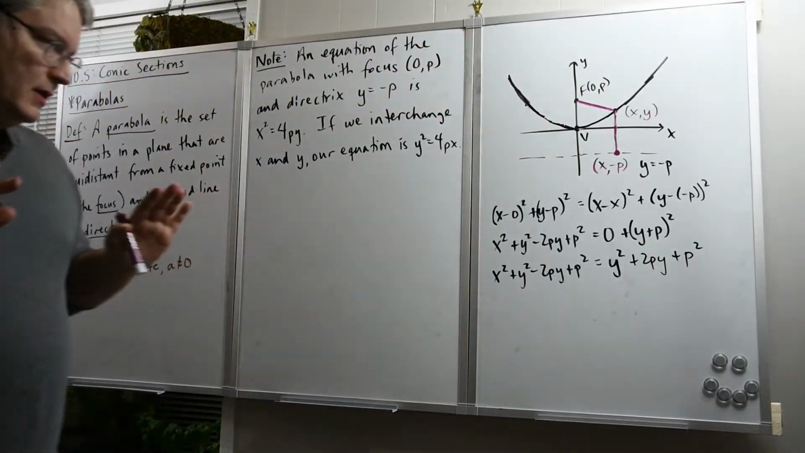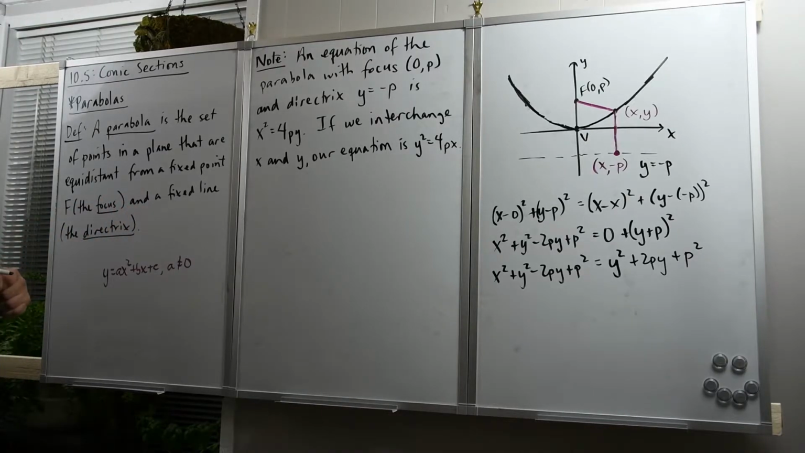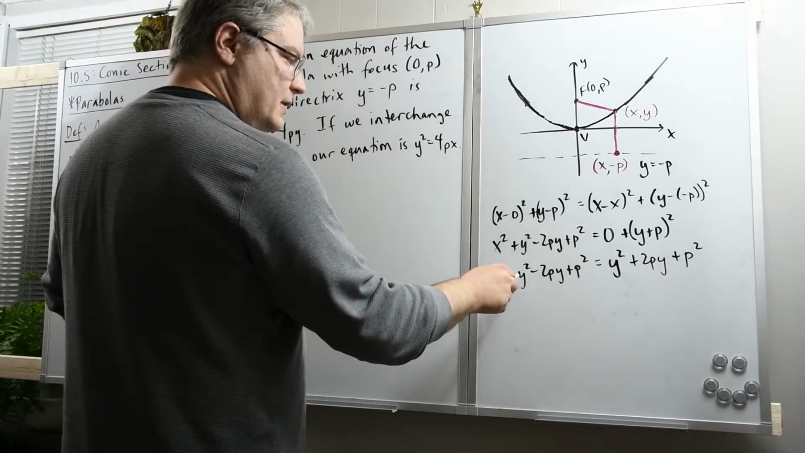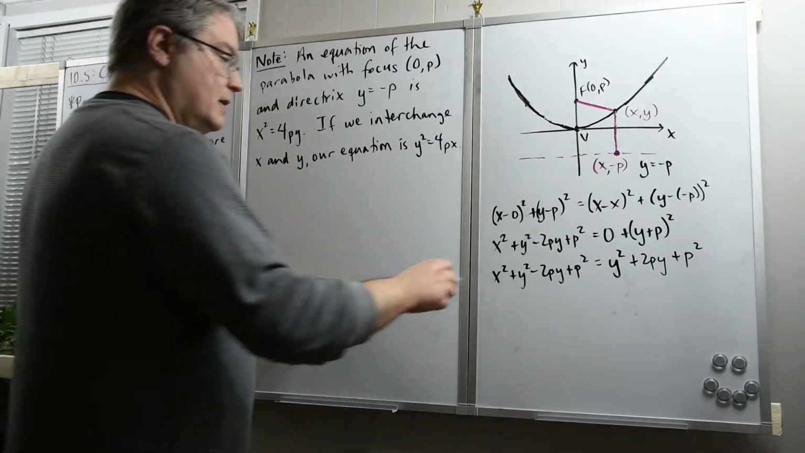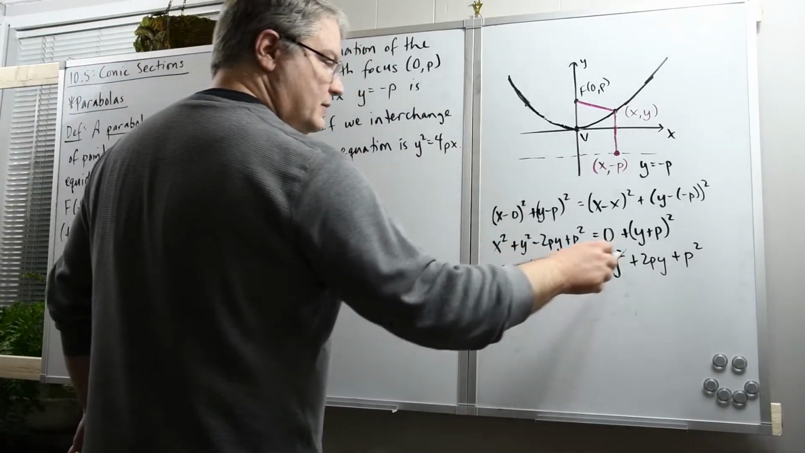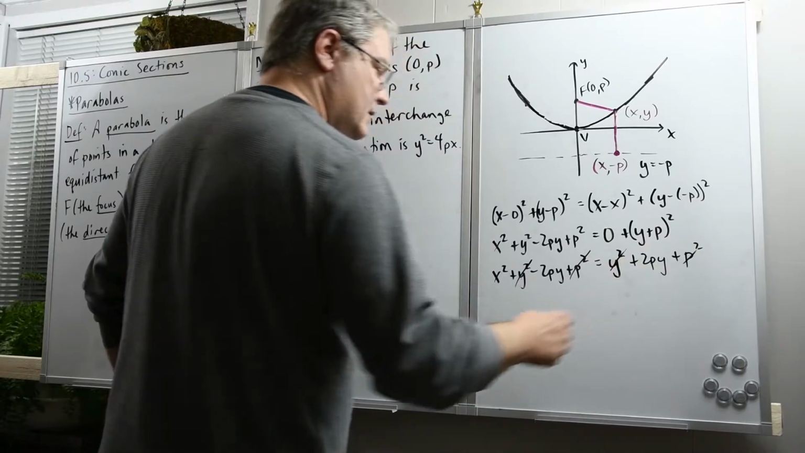And then something really, really nice happens here. Because we'll notice that you've got a y squared term on the left side and a y squared term on the right side. Those are going away. You've got a p squared term on the left side and a p squared term on the right side. Those are also going away.